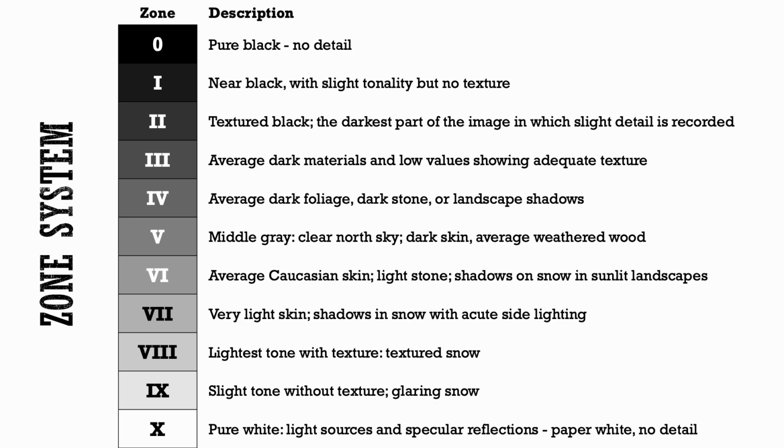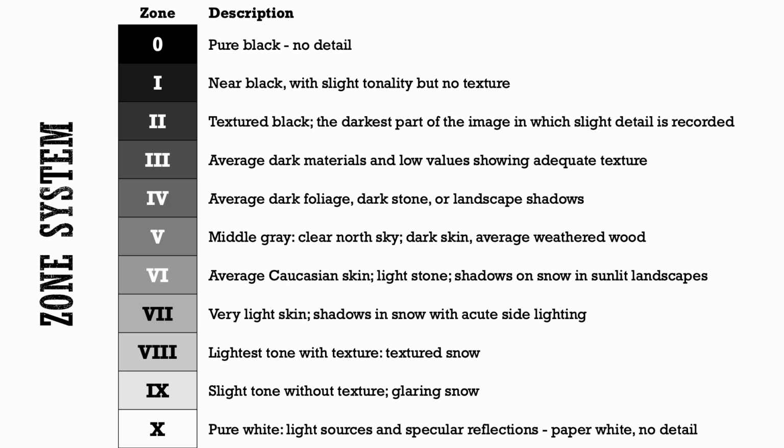The zone system was formulated by Ansel Adams and Fred Archer. And it represents the full range from black to white, with zone 0 being pure black and zone X, or 10, being pure white. Each is equivalent to 1 stop on the camera.